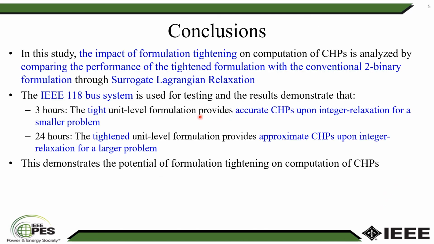In conclusion, the impact of formulation tightening on computation of convex cell prices was analyzed in this study by comparing the performance of a tightened formulation with a conventional 2-bin formulation, and both problems were solved using surrogate Lagrangian relaxation. The IEEE 118 bus dataset was used for testing, and results show that for the 3-hour example, tight unit level formulation provides accurate convex cell prices upon integer relaxation. While for the 24-hour example, the tightened unit formulation provides approximate convex hull prices upon integer relaxation.